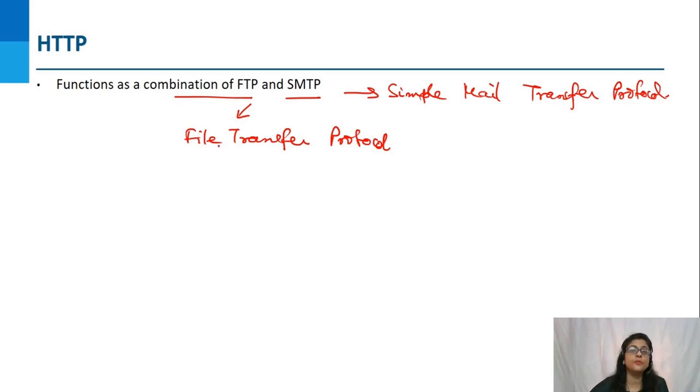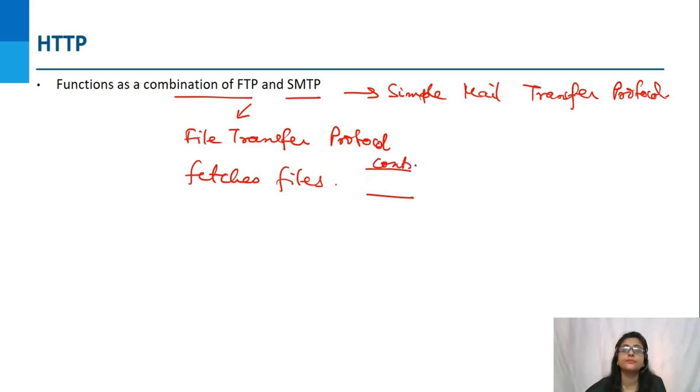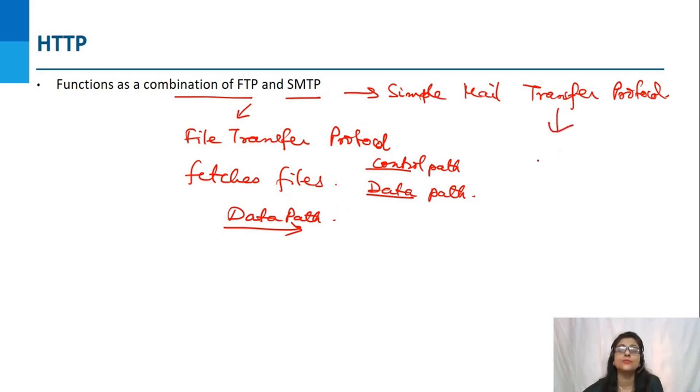It is similar to FTP because just like FTP, it fetches files, but it is much simpler as compared to FTP. In FTP, we have two communication paths. One is the control path and the other one is the data path. But in HTTP, we have only the data path and do not have the control path. It is similar to SMTP because just like SMTP, it sends messages.